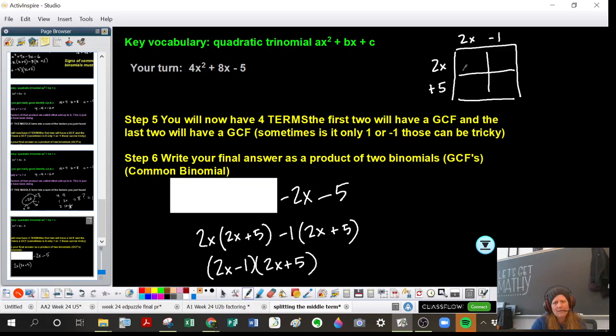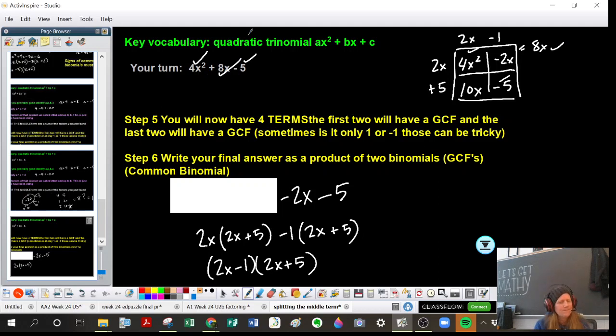What is 2x times 2x? That's 4x squared. 2x times -1, -2x. 2x times 5, 10x. 5 times -1 is -5. So I see the 4x squared, check, check. I see the -5, check, check. 10x minus 2x equals 8x. Whoop, whoop. You guys are so smart.